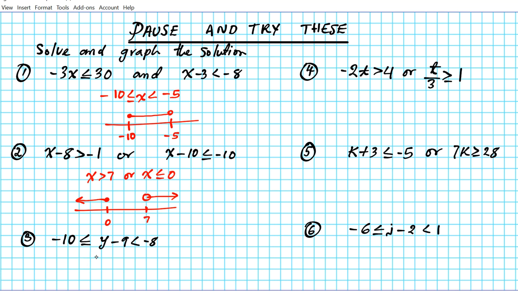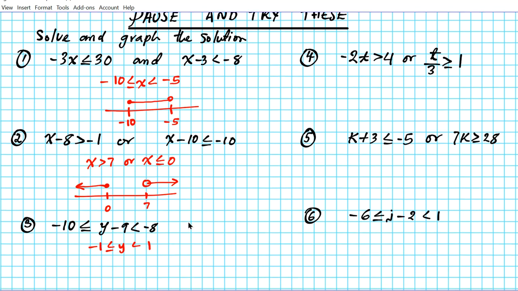Number 3, we have a conjunction again. Now the solution to this is -1 is less than or equal to y, and that's less than 1. What does the graph of this compound inequality solution look like? It's going to be everything between 1 and -1, including -1, because it has that line right there. Bam, there you go.